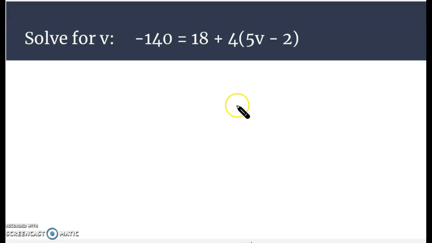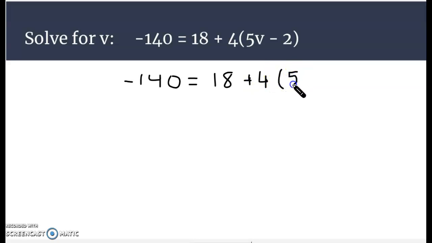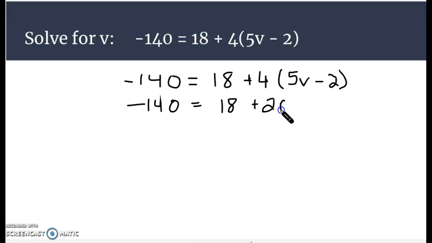All right, I've got another one here. This time with v, solving for v. We've got negative 140 equals 18 plus 4 times 5v minus 2. All right, got a distributive property to do there on the right side. The 4 multiplies to the 5v to get 20v. The 4 multiplies to the negative 2 to give us negative 8.